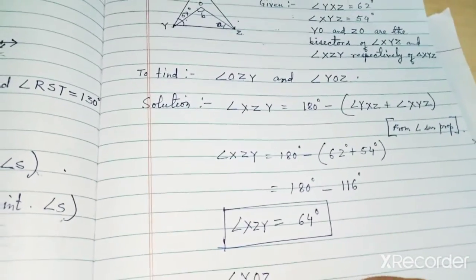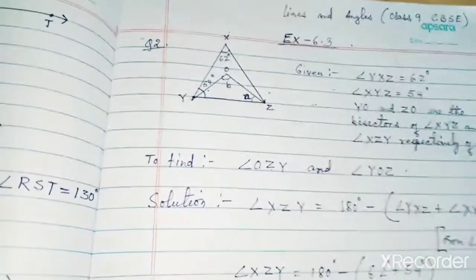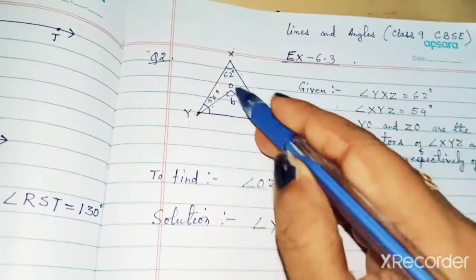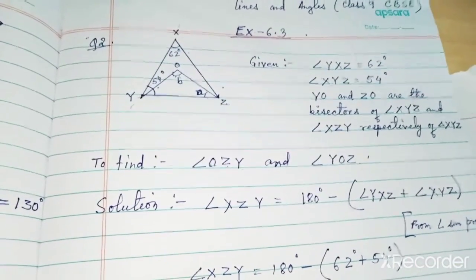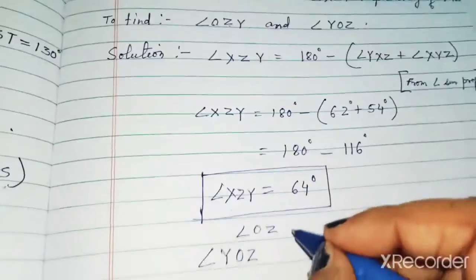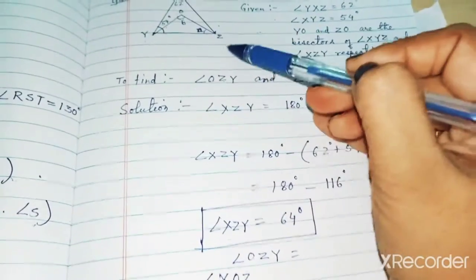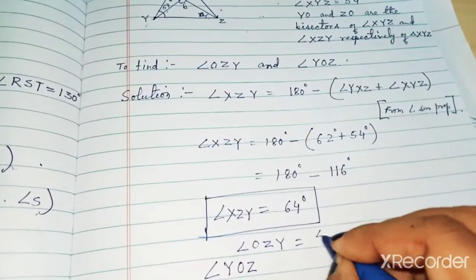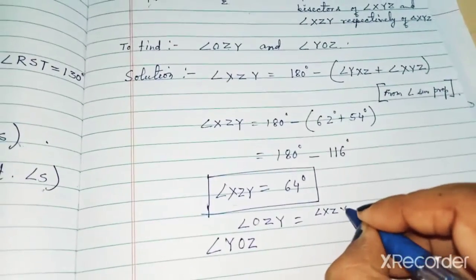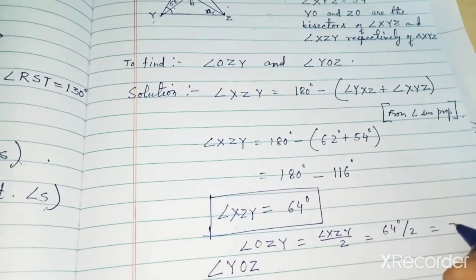And angle YOZ, and OZY, we have to find. So first we will find out OZY. You can see the diagram. OZY is half of this XZY. So XZY by 2, that is 64 degrees by 2, that is 32 degrees.